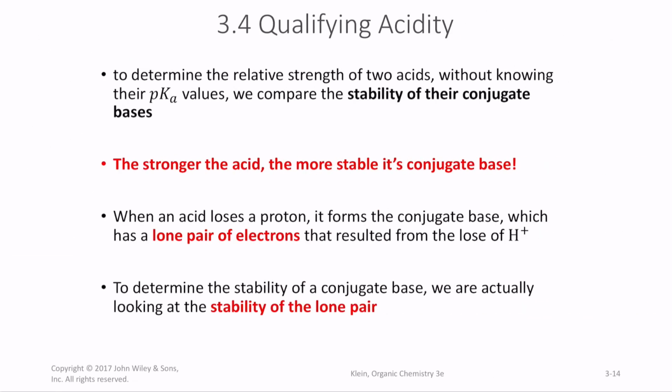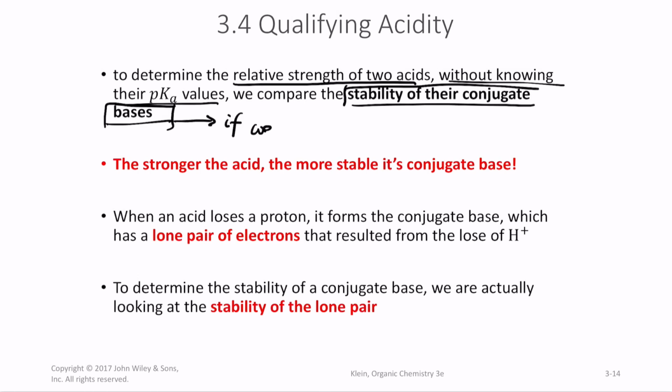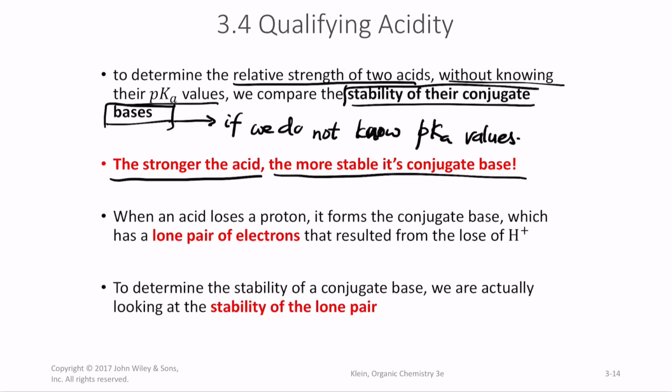Next, to determine the relative strength of two acids without knowing their pKa values, we compare the stability of their conjugate bases. So remember this idea, the stability of their conjugate bases. When do we do this? If we do not know their pKa values. Right? So the stronger the acid, the more stable its conjugate base. This is the prime point to remember. The more stable the base, the stronger the acid.